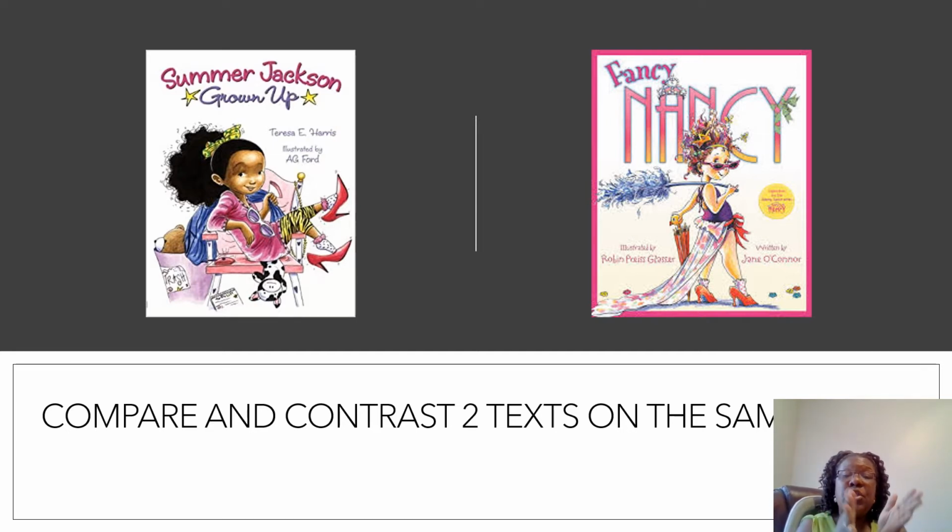So if we look at those two pictures, we could compare how they are the same, and we also could look at how they are different. Can we? All right, so I want you to look at the pictures really, really good. Look at Summer Jackson, grown up, and I want you to look at Fancy Nancy.